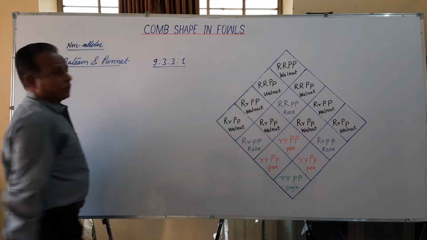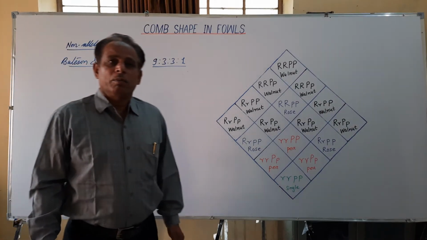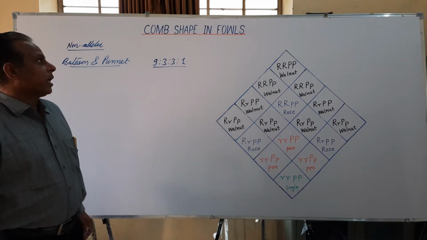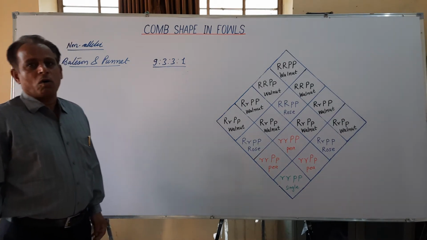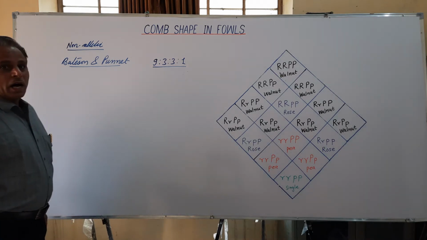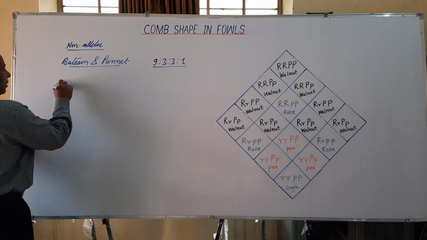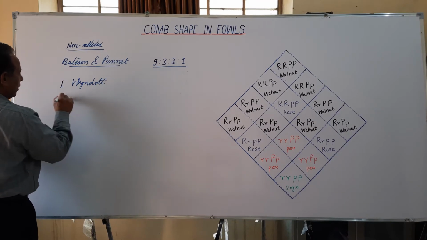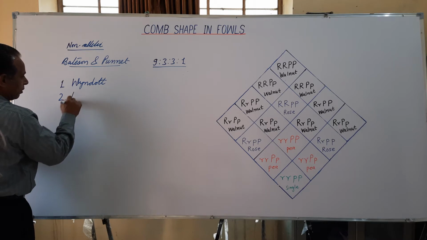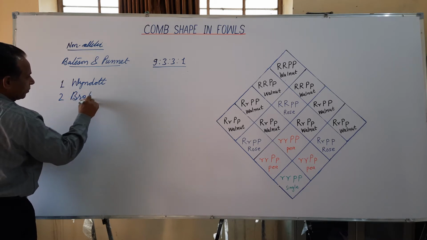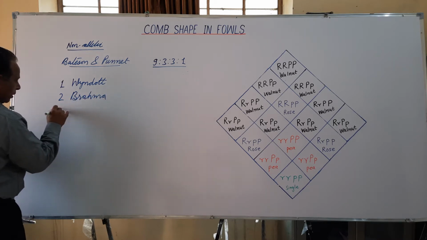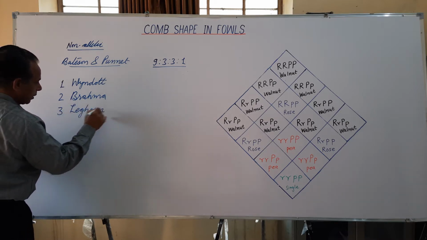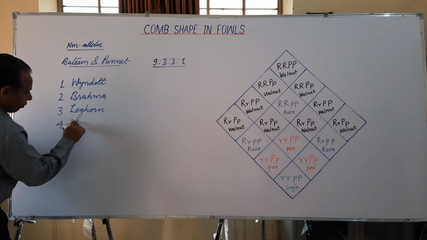9:3:3:1. There are different breeds of domestic chicken. They are characterized by the specific shape of the comb. These are first, Wyandotte breed, second, Brahma breed, third, Leghorn, and fourth, walnut.